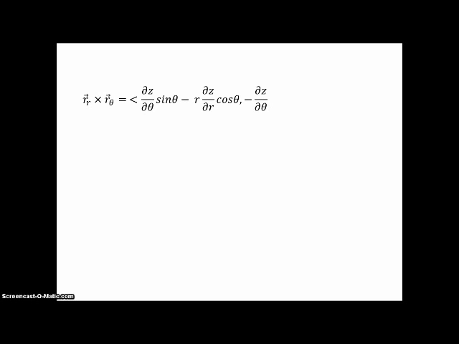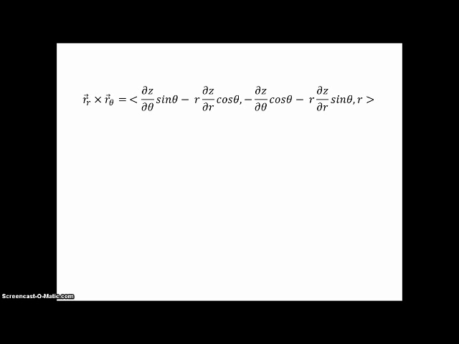The partial derivative of z with respect to theta times sine theta minus r times the partial derivative of z with respect to r cosine theta for the first component. And the second component is the opposite of the partial derivative of z with respect to theta cosine theta minus r times the partial derivative of z with respect to r sine theta. And then the third component comes out to just r.